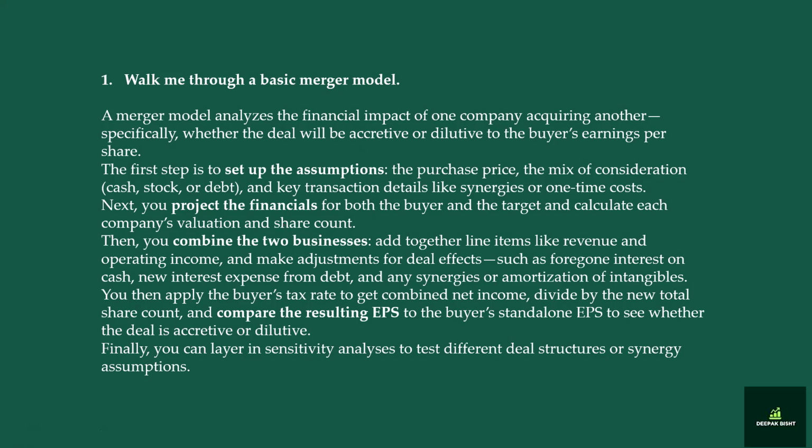So step one is making assumptions about the acquisition, the price and whether it is cash, stock, or debt, or some combination of those. Next, you determine the valuations and the shares outstanding of the buyer and the seller and project out the income statement for each one. Finally, you combine the income statements, adding up the line items such as revenue and operating expenses and adjusting for foregone interest on cash and interest paid on debt in the combined pre-tax income line. And then you apply the buyer's tax rate to get the combined net income and then divide by the total number of shares, the new pro forma share count, to determine whether it was an accretion or a dilution.